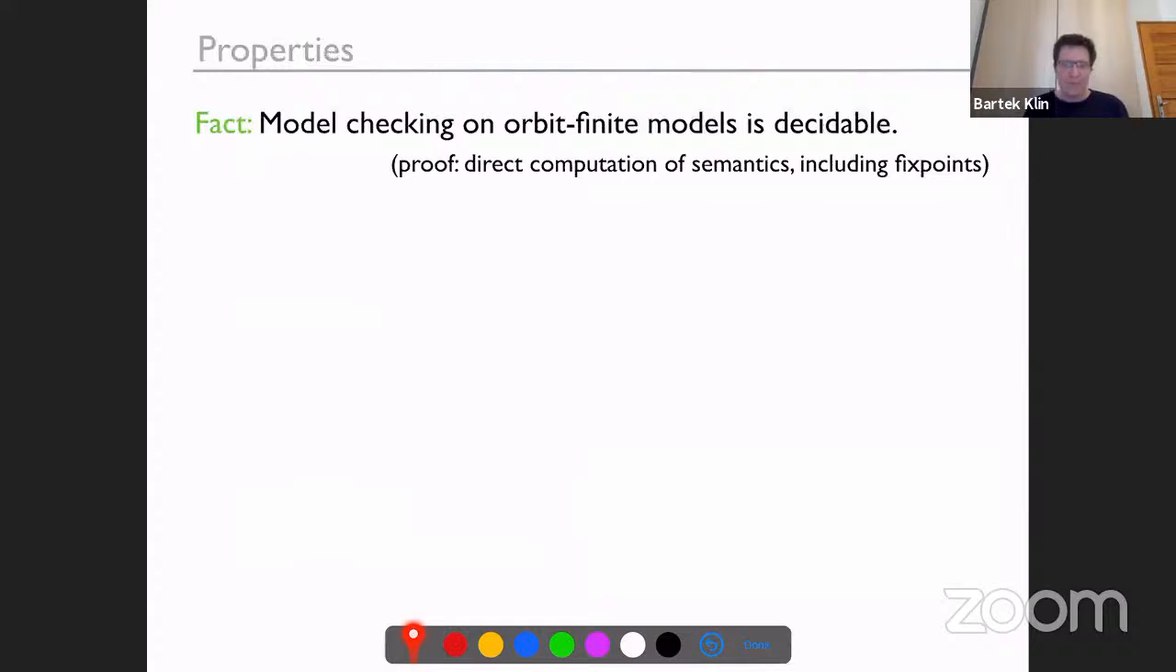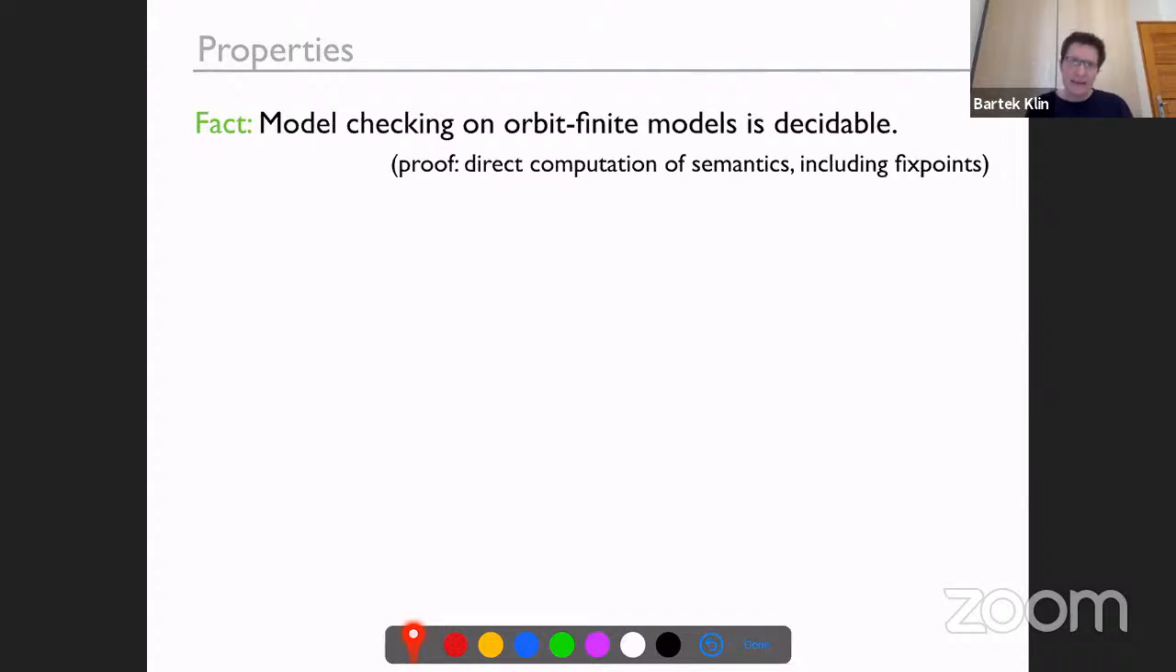All right, now properties. The first thing is that model checking on orbit finite models is decidable. That's good. And the proof is, again, as in the classic case, I can use the naive fixed point computation algorithm. This is marginally more involved than in the classic case, because you need to argue why the fixed point computation stops, given that now we have infinite models, but they are orbit finite, so in fact they stop after finitely many approximation steps. Okay, so model checking is decidable.